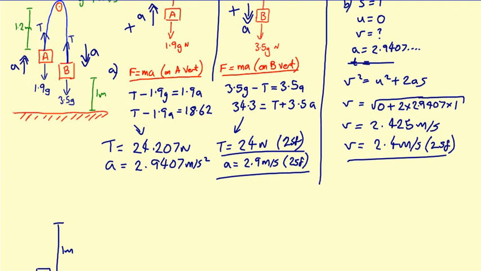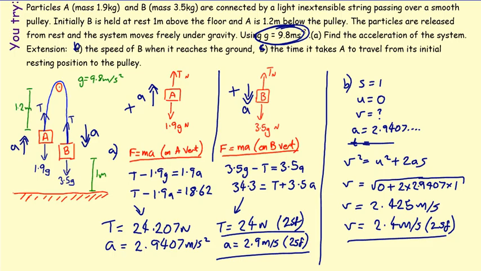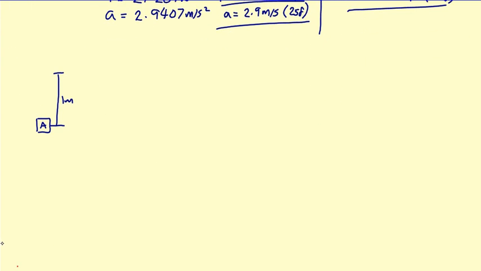Okay, so just come up here. It's going to rise 1 meter. As this falls 1 meter, that's going to rise 1 meter. But then it's got an extra 0.2 meters to rise until it hits the pulley. So we've essentially got 2 stages to this before it hits the pulley. And in this section here, we know that it's accelerating upwards with a equals 2.9407 meters per second squared.